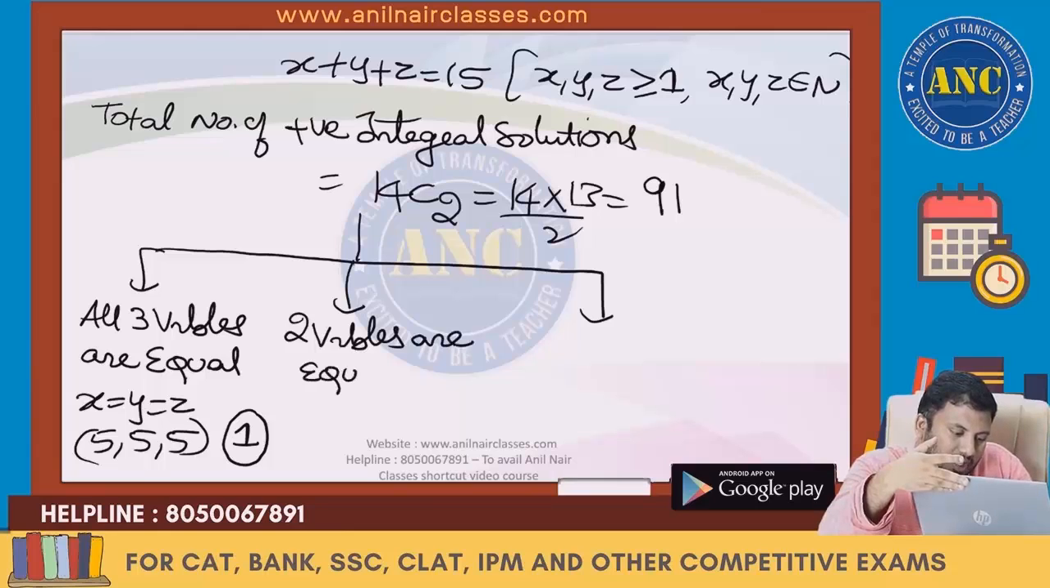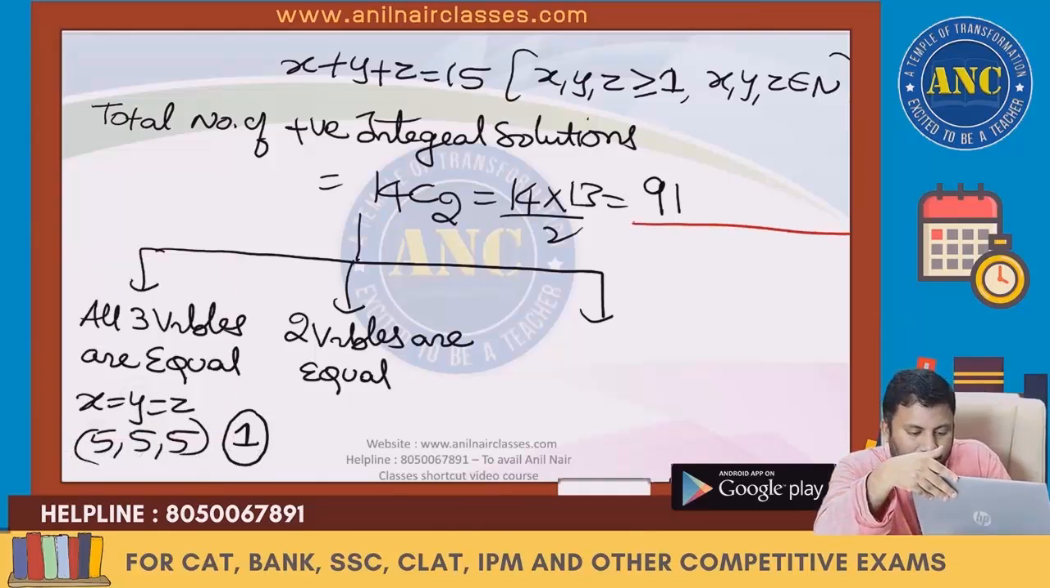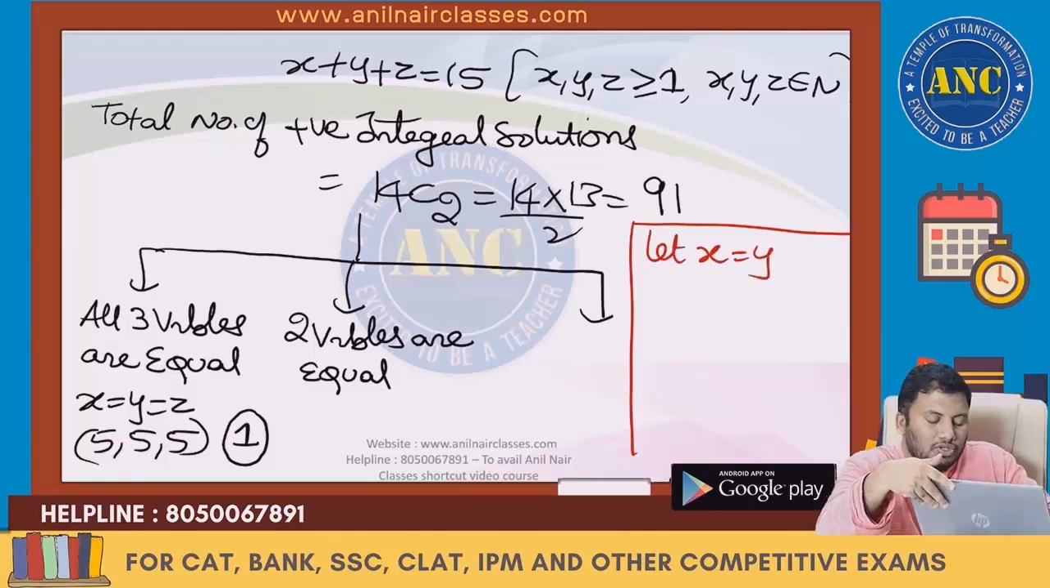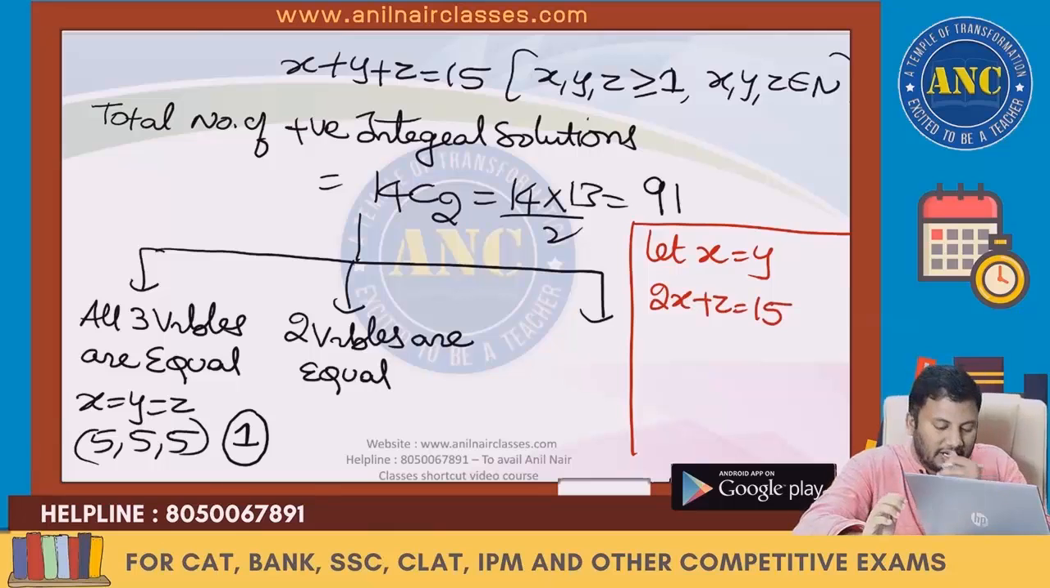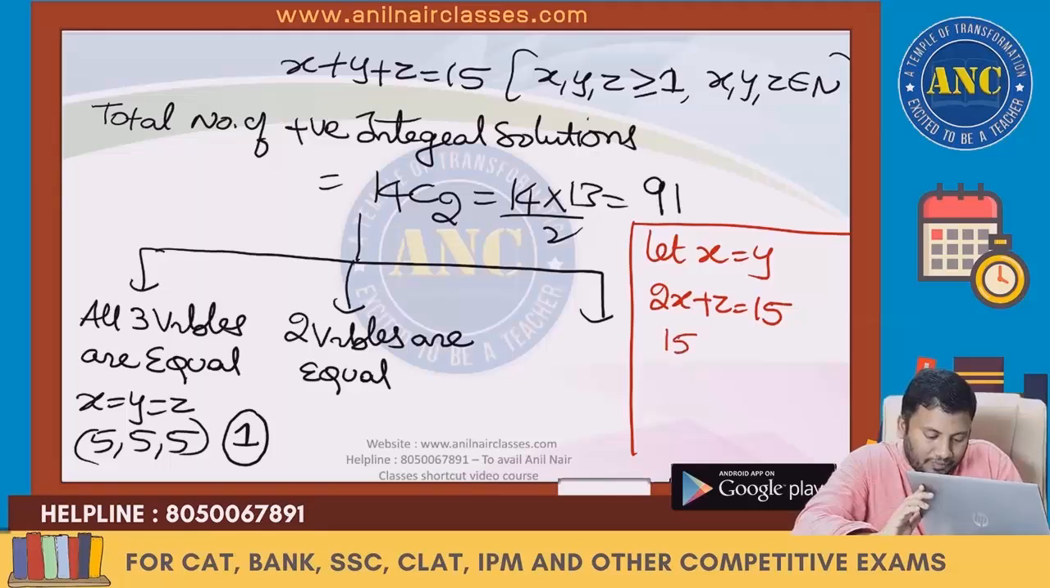If two variables are equal, listen carefully, let x equal y. Then 2x plus z equals 15. 1 is a factor of it, 2 is not a factor. 15 by 2 is 7.5, so I will get 7 cases. But in those 7 cases, there is one special case. What is that case? See here.